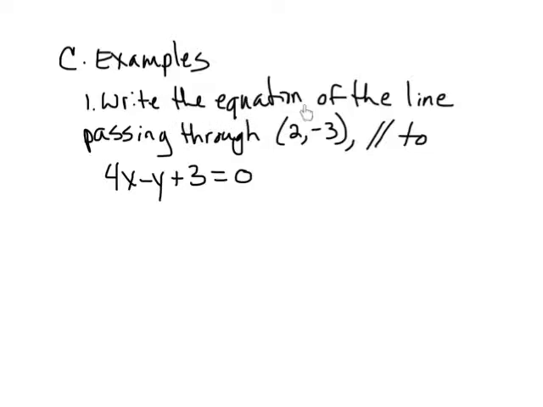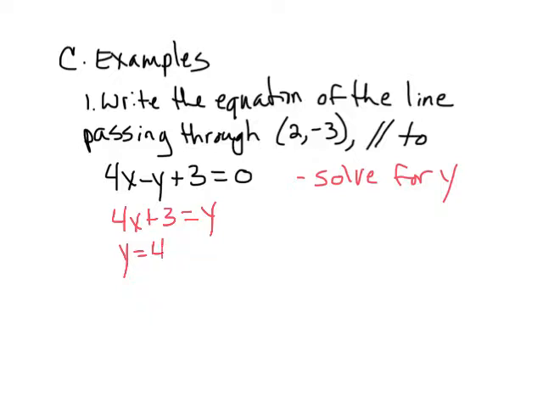We want to write the equation of the line passing through the point (2, -3) parallel to this line equation. So you're going to have to do the following steps. First thing you're going to have to do is solve this equation for y. You want to get y by itself. So let's do that. If I add y to both sides, I'm going to end up with 4x plus 3 is equal to y. So that's my original line equation. y is equal to 4x plus 3.